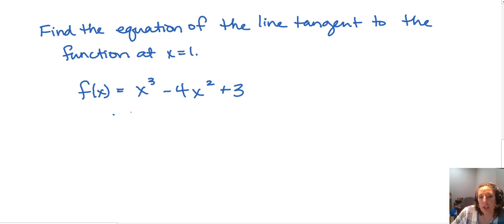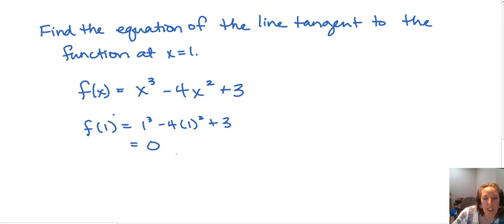So the first thing we need to do to find the equation of the line, we need to know a point and we need to know the slope. So first let's find our point. What is f of 1? If we plug in 1 for x, we're going to get 1 cubed minus 4 times 1 squared plus 3, and that's going to be 1 minus 4 plus 3, which is 0. So that means the graph is going to go through the point (1, 0).